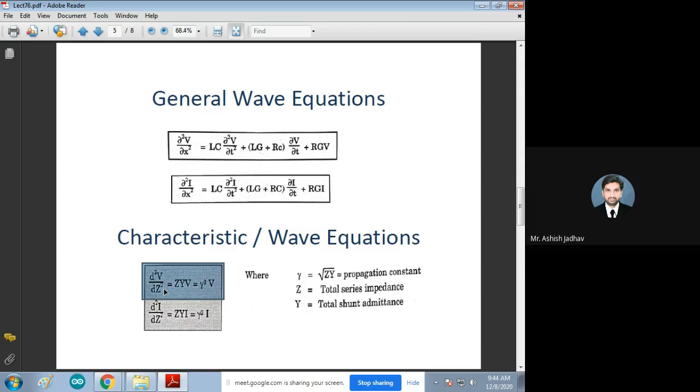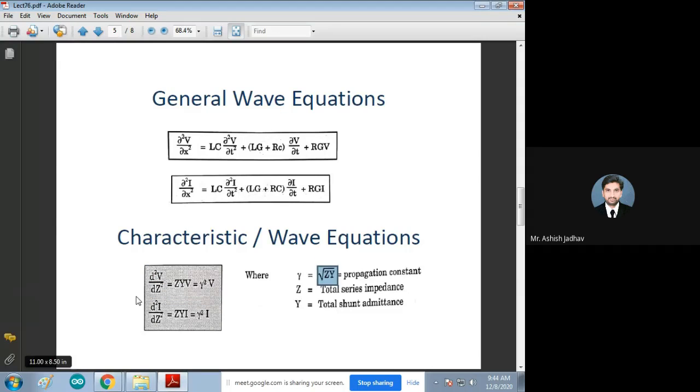d²V/dz² is equal to ZyV, equal to gamma squared V, where V indicates voltage, Z indicates impedance, Y indicates admittance, and gamma indicates the propagation constant, and its value is the square root of ZY.